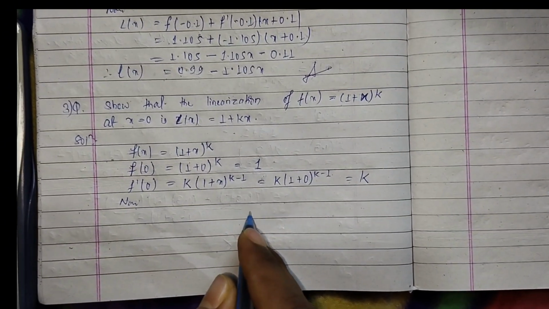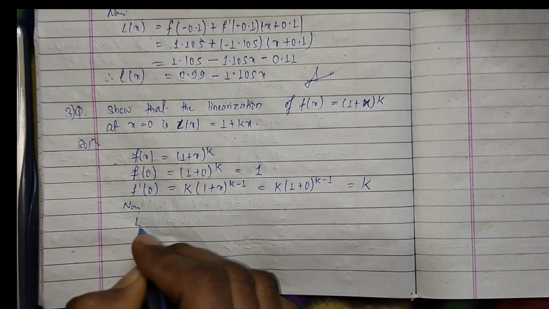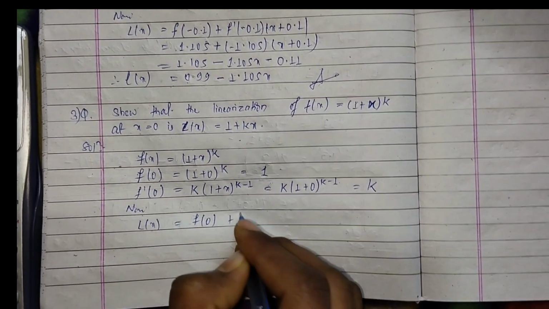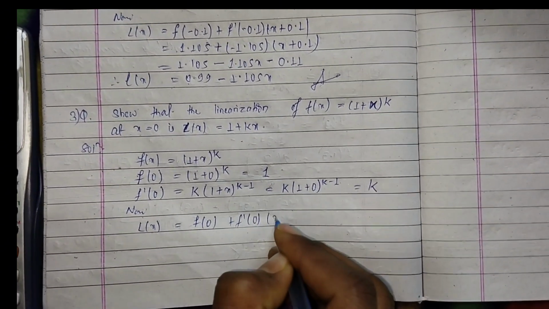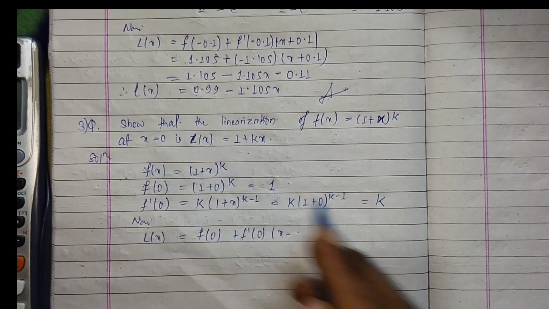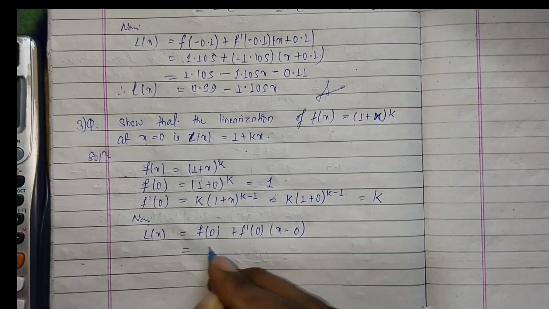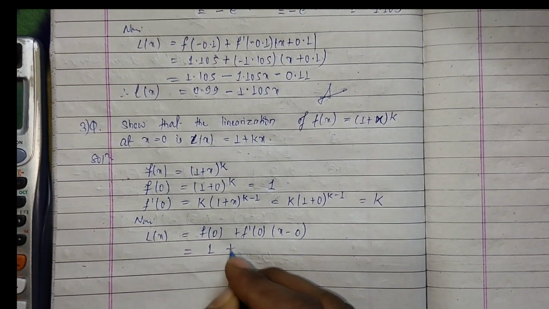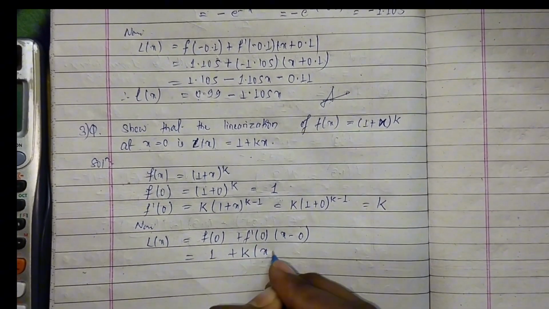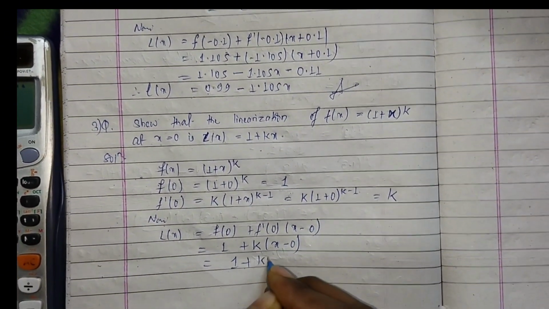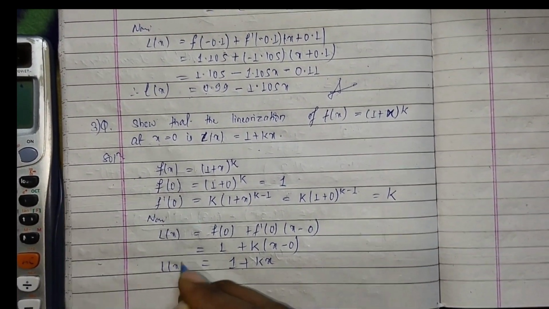So now using the linearization formula, we will get L(x) equals f(0) plus f'(0)(x minus a). We have a equals 0 here, so put the 0. So we have the value 1 plus k times (x minus 0). So we will get 1 plus kx. So we have proved.